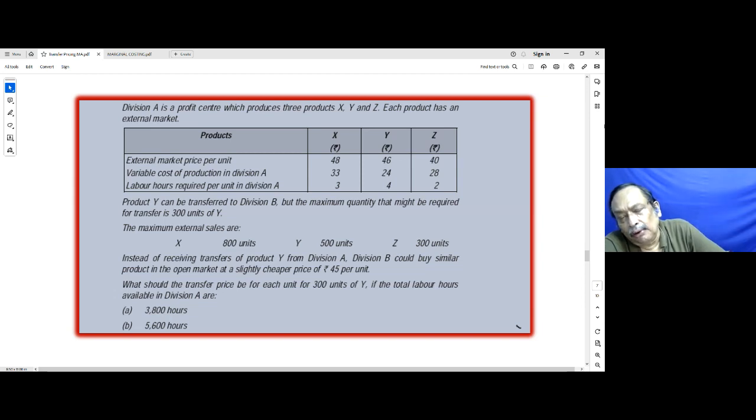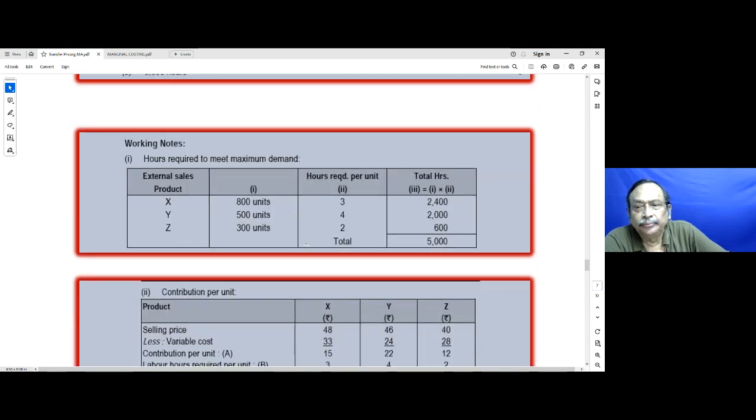If all the external sales are to be made, and with that the 300 units of Y are transferred by division A to division B, the total hours requirement will be 6,200 hours. But in the first case, it is said that in division A only 3,800 hours are available. Hence, labor hour is the key factor, or the limiting factor, or the principal budget factor. Okay, so we should proceed to solve the problem.